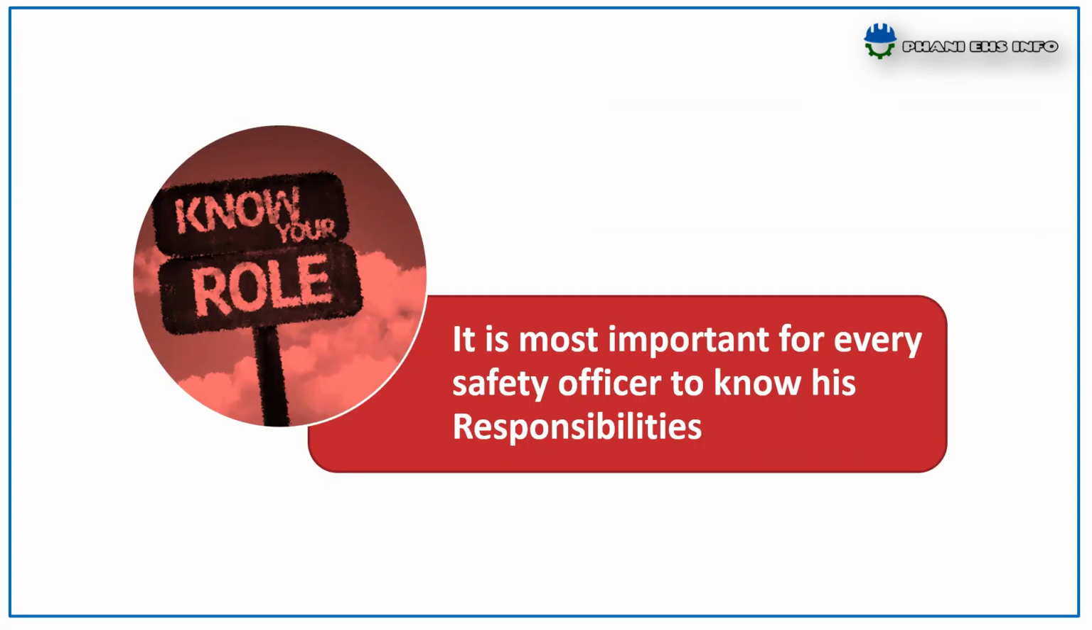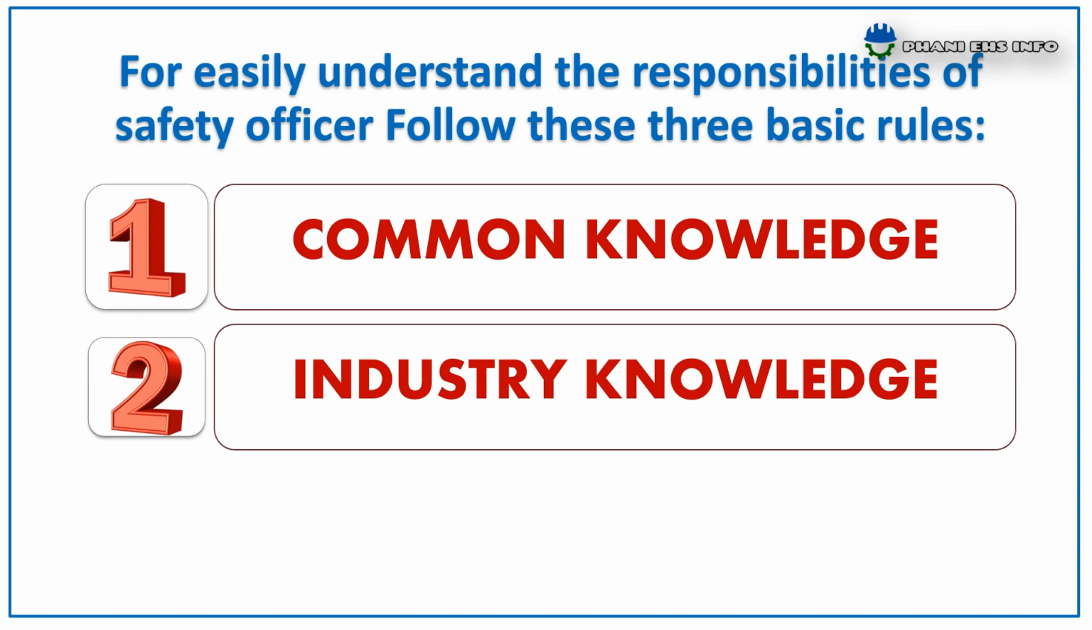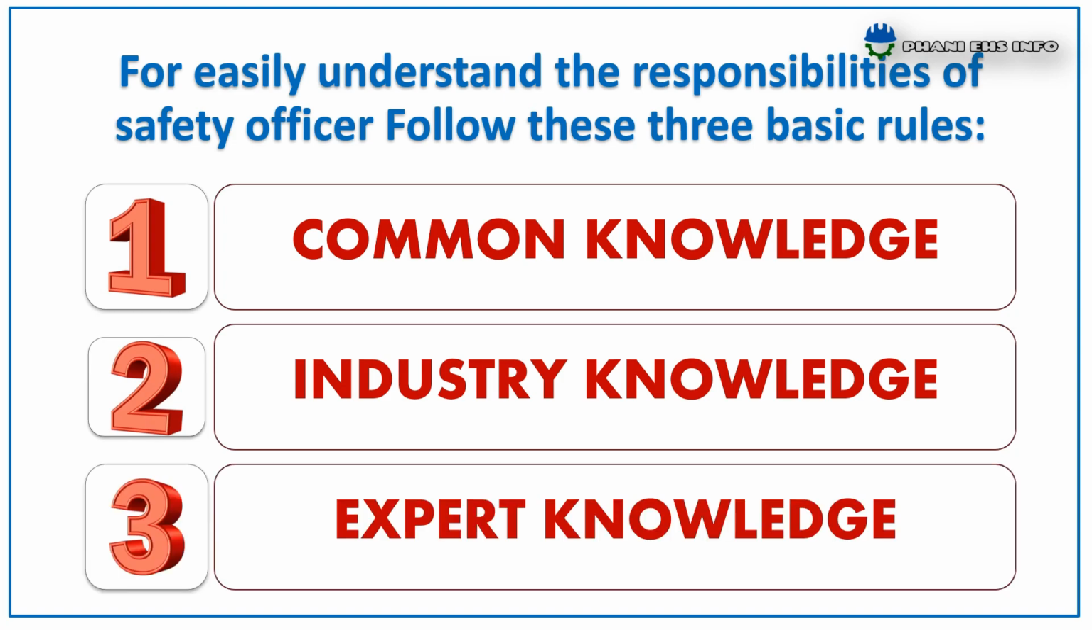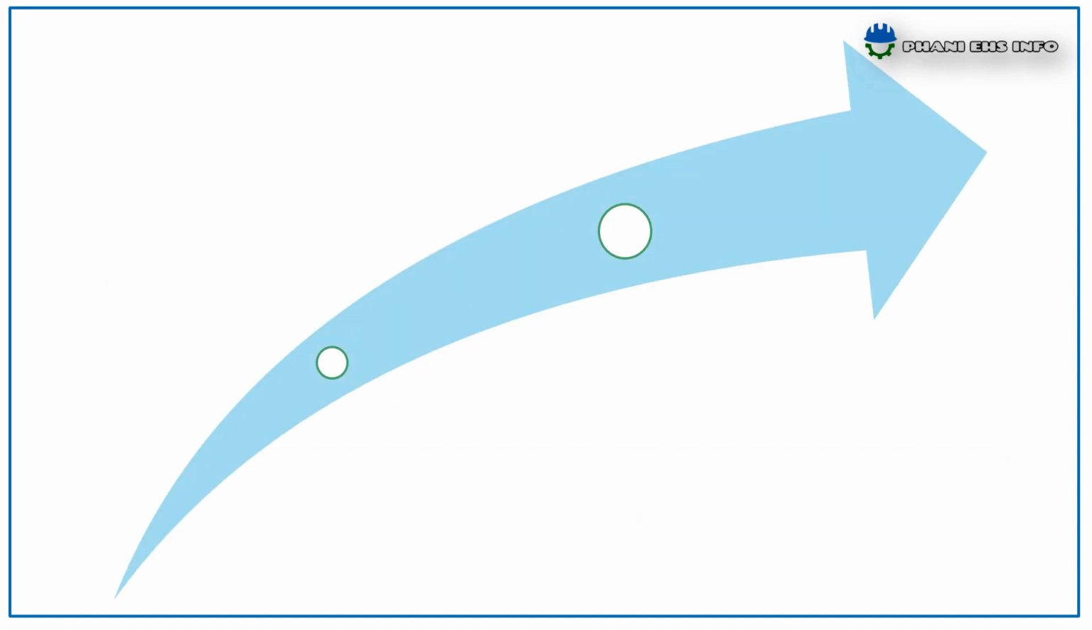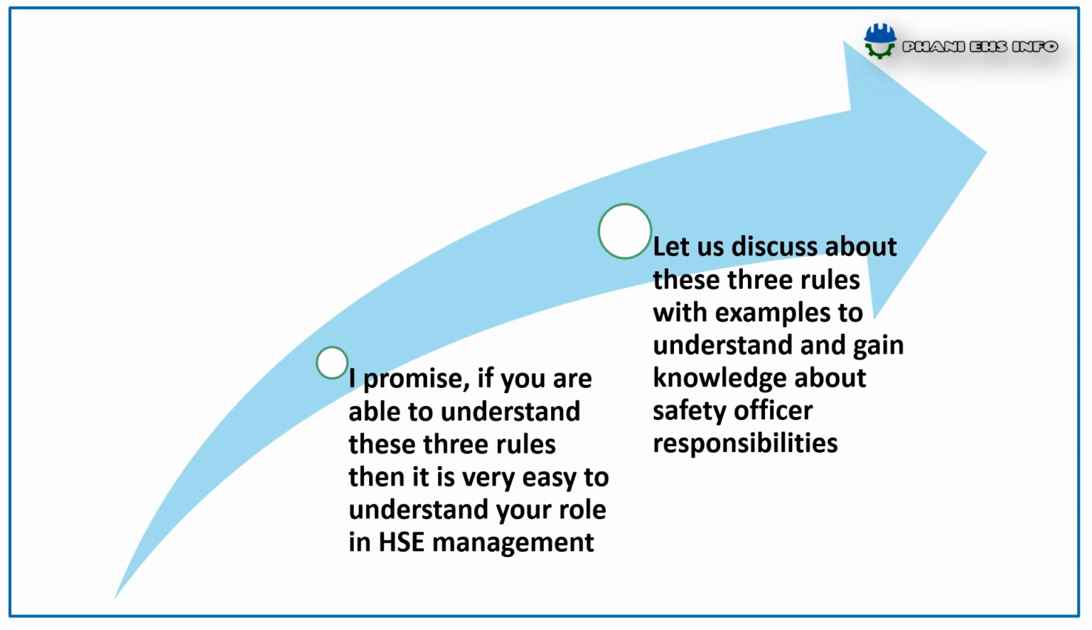Now, what are the responsibilities of a safety officer? It is most important for every safety officer to know his responsibilities. To easily understand the responsibilities of a safety officer, follow these three basic rules: common knowledge, industrial knowledge, and expert knowledge. Let us discuss these three rules with examples to gain knowledge about safety officer responsibilities. I promise if you are able to understand these three rules, then it is very easy to understand your role in EHS or HSE management.